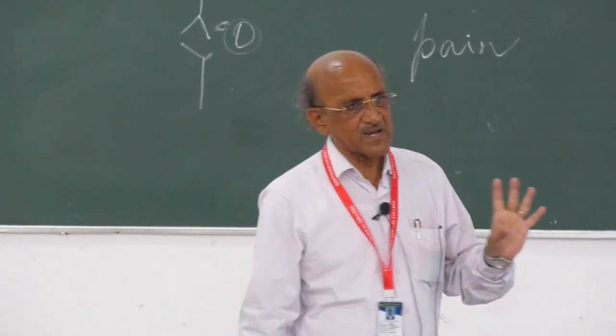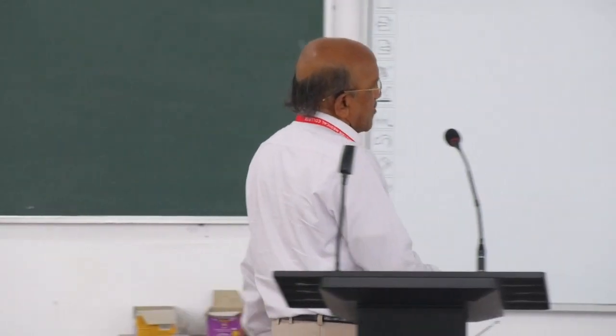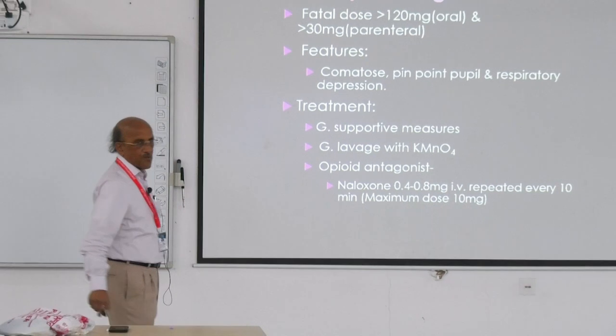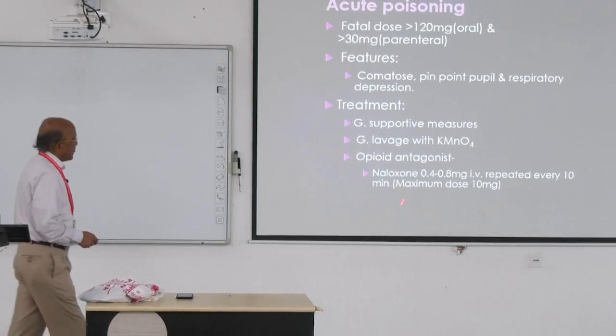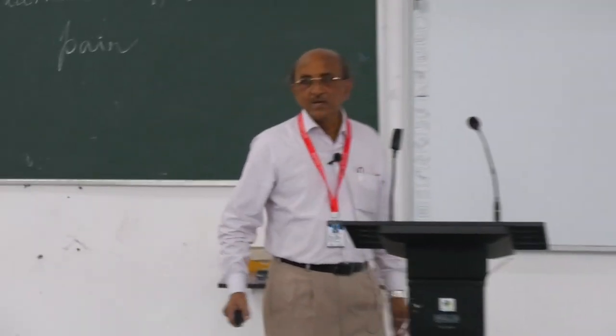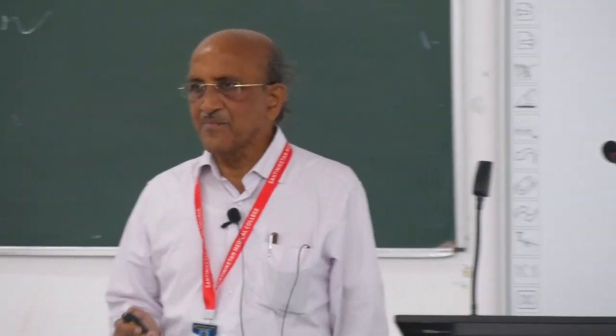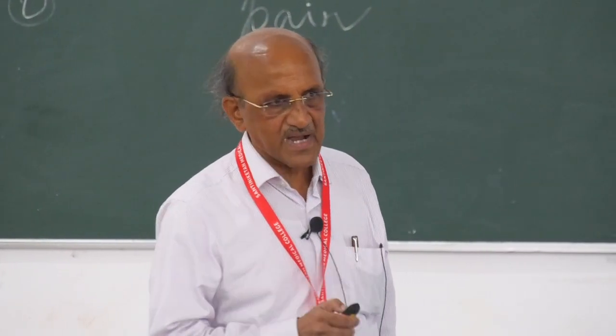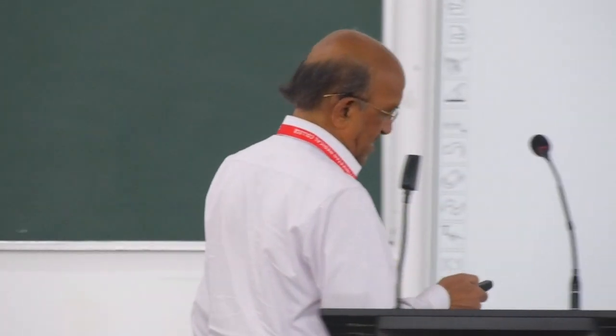Remember it. Any alkaloid poisoning. Then opioid antagonist specific, fortunately we have a specific opioid antagonist, that is naloxone. What is the dose? We have to remember it. 0.4 to 0.8 milligram intravenously repeated every 10 minutes. Up to 10 milligram of the drug can be given in 24 hours.